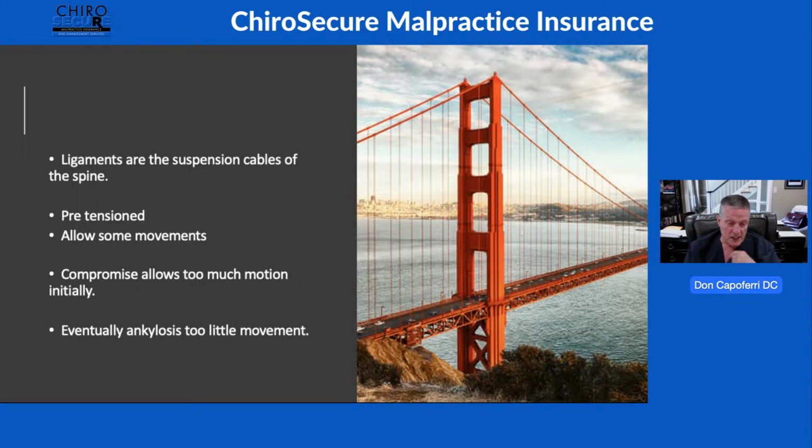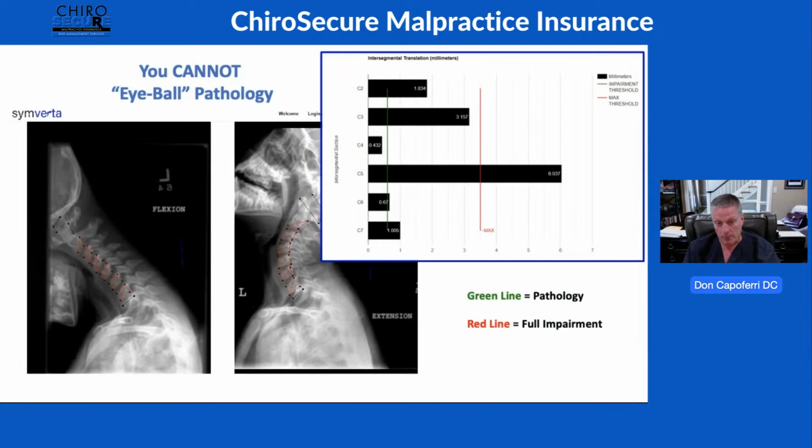So ligaments are pre-tensioned. They allow some movements. Compromise allows too much motion initially. Eventually, ankylosis leads to too little motion. But all of our range of motion studies are focused on restricted motion, when actually hypermobility is far more egregious to the spine long-term than restricted mobility. What you see on the screen now is a report of intersegmental translation.